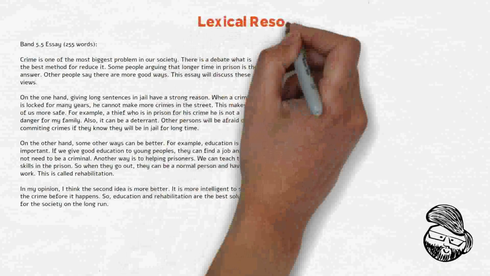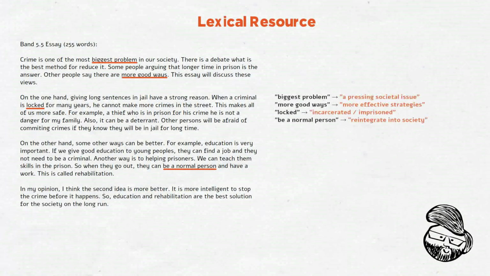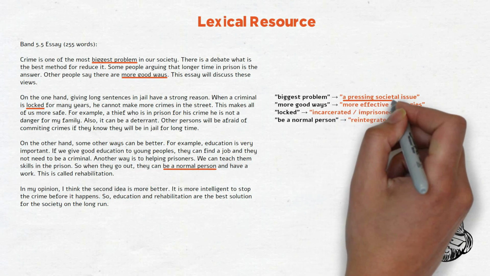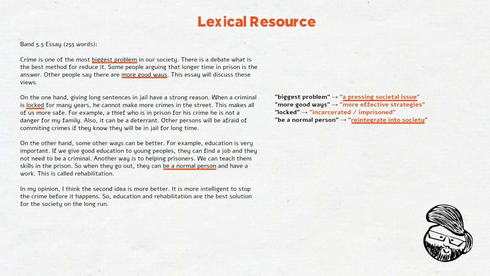Now for vocabulary. We need to demonstrate a broad and precise lexical range related to criminology and social policy. Using precise collocations like pressing societal issue and reintegrate into society elevates the language significantly. This shows the examiner that your vocabulary extends beyond everyday English and into the specific domain of the question.